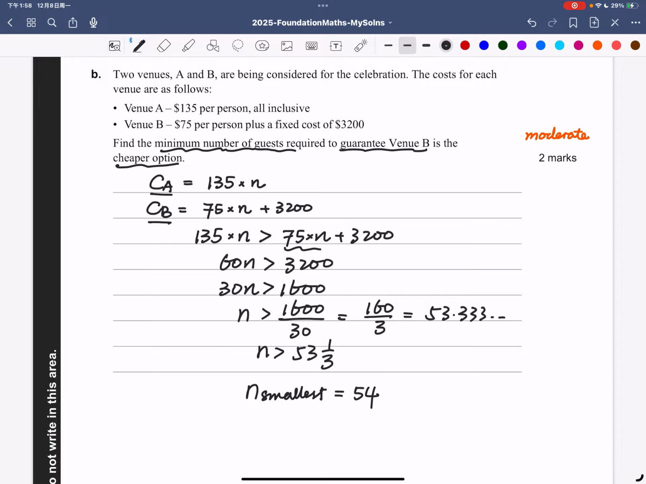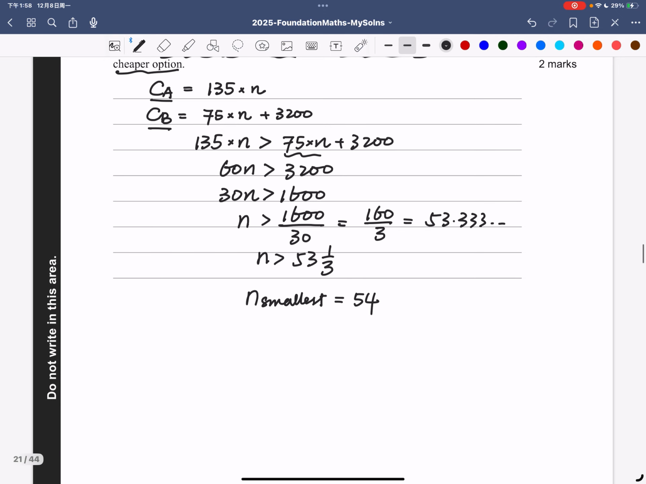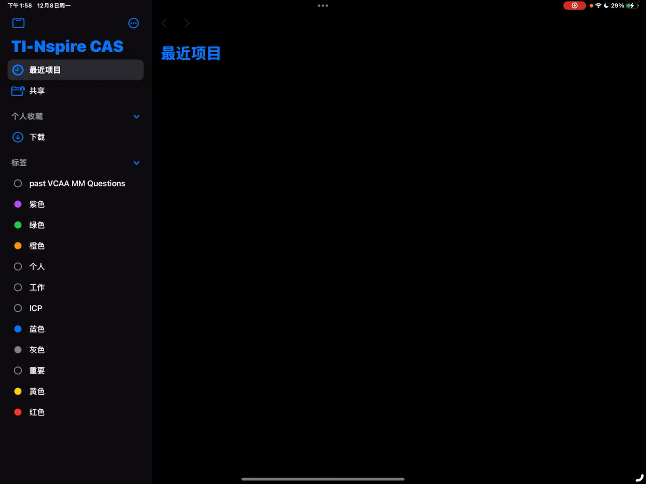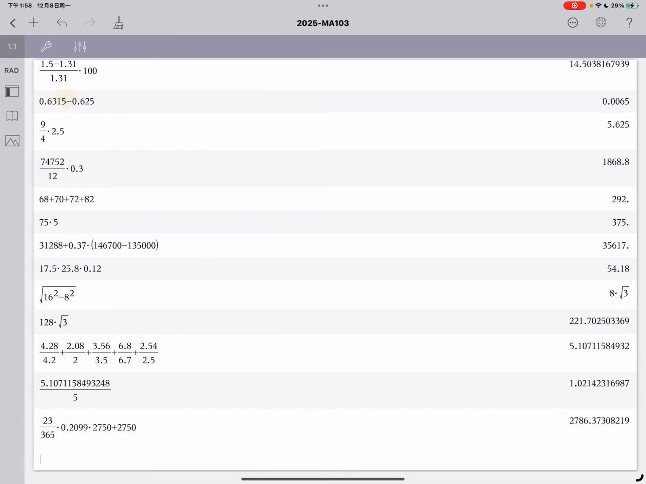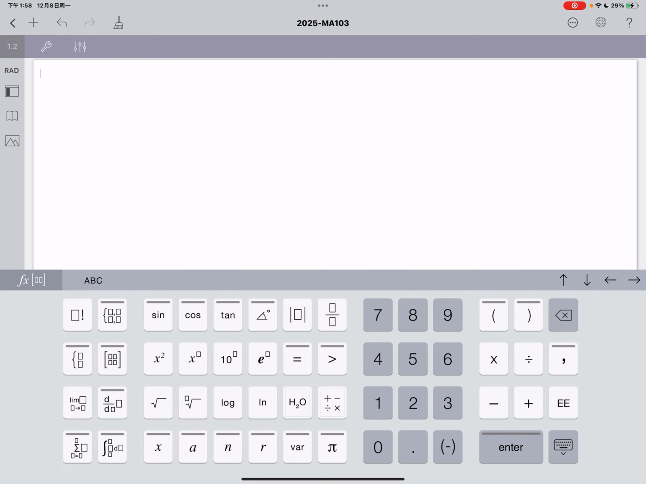Of course, instead of solving a linear inequality, you can just put an equal sign here and get 53.3 recurring. Then you try, when it's 53, I'm going to show you. You could do it in this way. Let me just recall from my previous calculation. So 135 multiplied by, for example, 53, it's this much, $7,155. And then 75 times 53 plus 3,200.